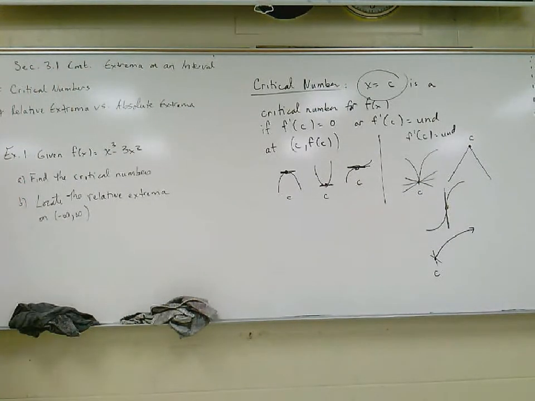So let's look at this problem here. Now, what I want to do is make sure that we look at the picture first, and then we'll talk about where the critical numbers are, we think, and then why it's relative max and min and not absolute max and min. So we're going to do this problem.